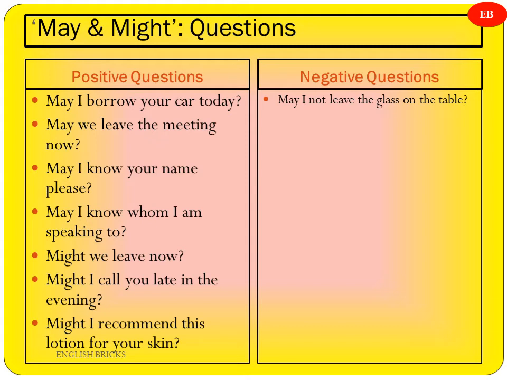Negative questions: today we don't use these. They have become redundant. May I not leave the glass on the table? You might simply say, is it alright if I leave the glass on the table? We don't become a little old-fashioned or boorish this way. So we don't have negative questions because we don't use them much in today's communication. All right, so these are just a few examples. I want you to try using these and frame your own sentences, and get back to me if you have any doubts. All right.